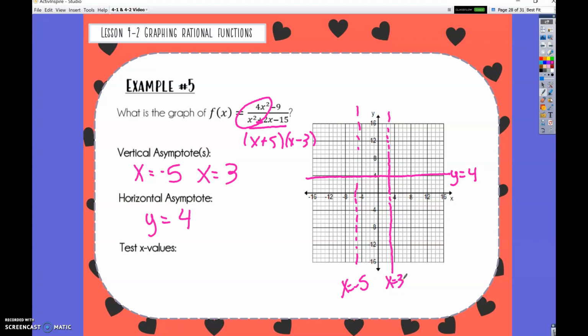I would definitely recommend testing some values in between each of these spots. So again, use Desmos to look at that. We're just generally going to want you to find these key asymptotes on your own, and then you can use some testing points or Desmos to finish the graph.